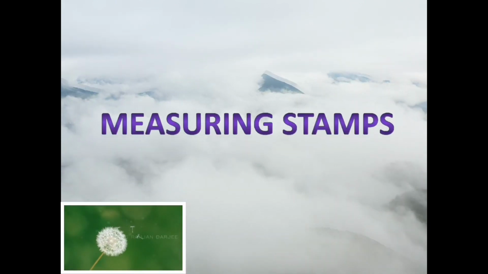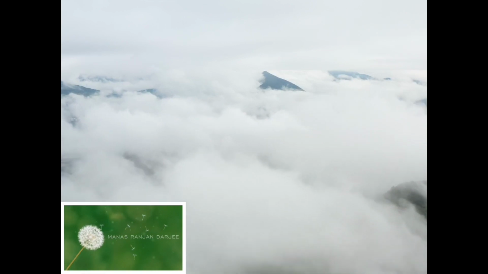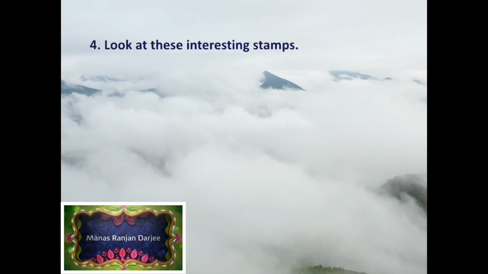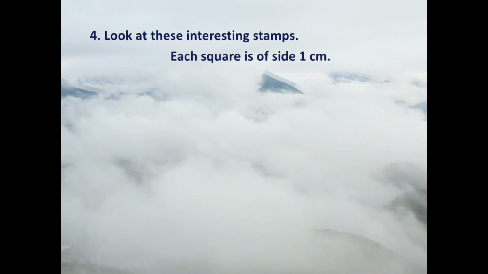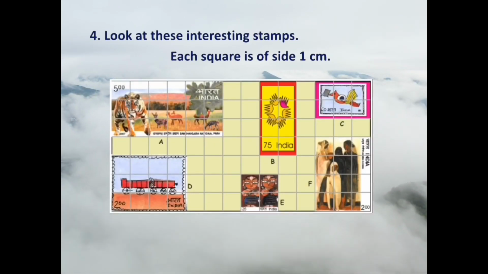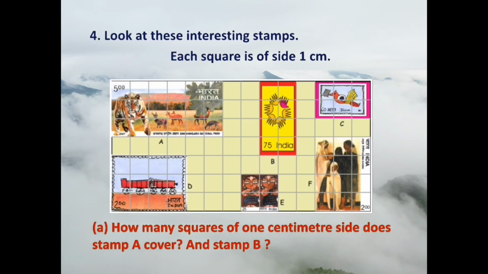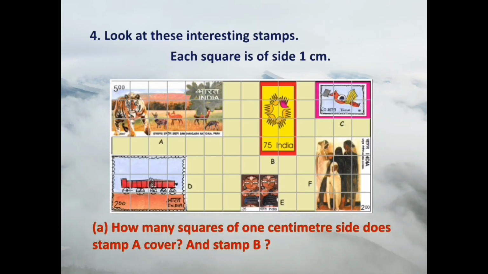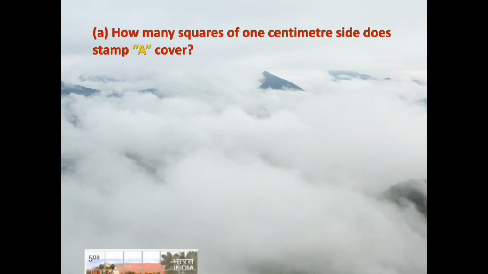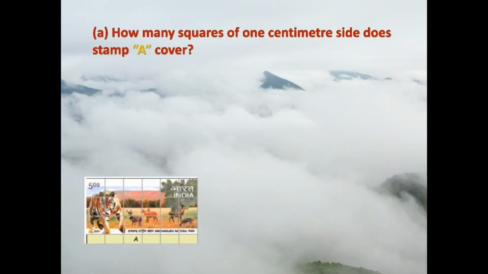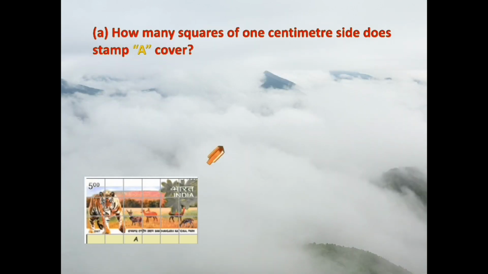Measuring stamps. Look at these interesting stamps. Each square is of side 1 cm. How many squares of 1 cm side does stamp A cover and stamp B? First, how many squares of 1 centimeter side does stamp A cover?